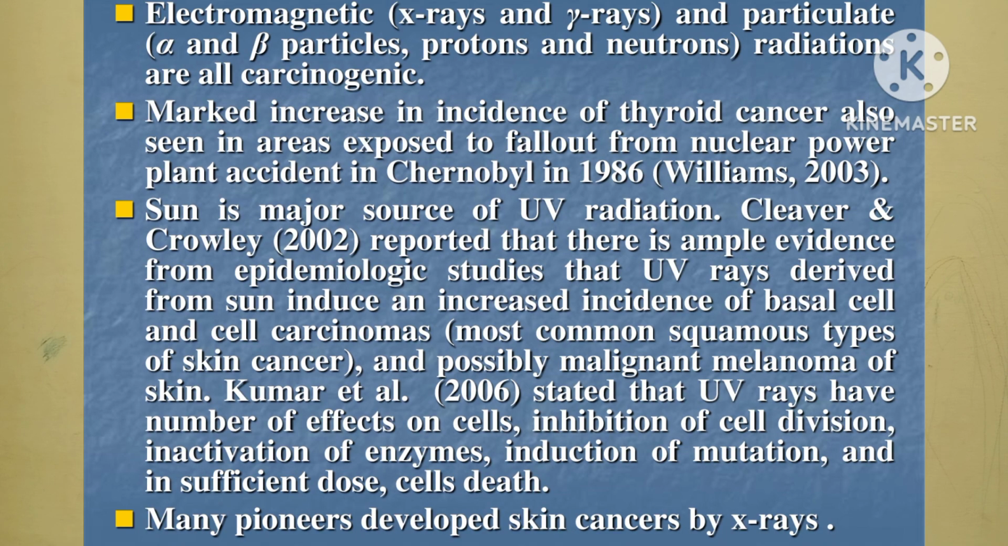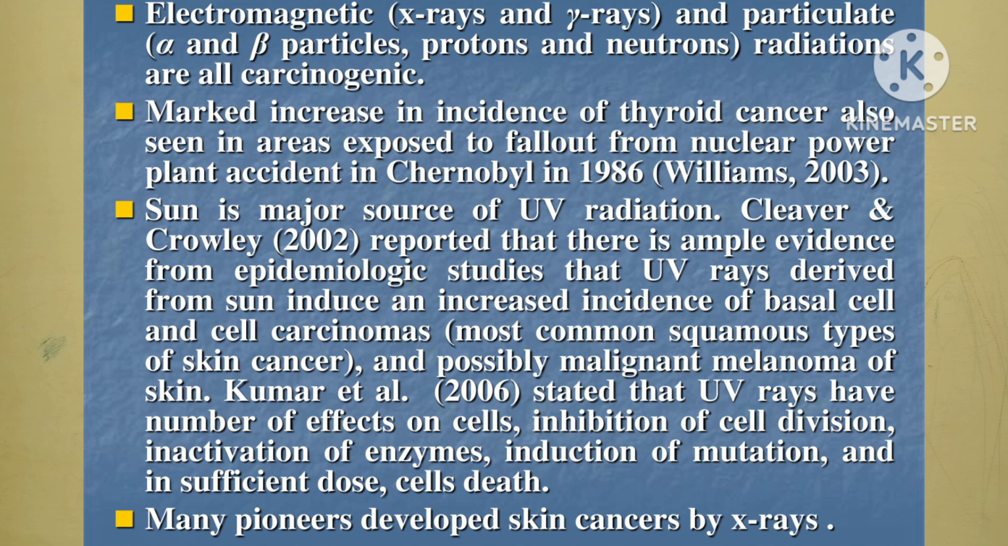Electromagnetic, that is, X rays and gamma rays, and particulate alpha and beta particles, protons and neutrons radiations are all carcinogenic. A marked increase in incidence of thyroid cancer was also seen in areas exposed to fallout from the nuclear power plant accident in Chernobyl in 1986, Williams 2003. The Sun is a major source of UV radiation.